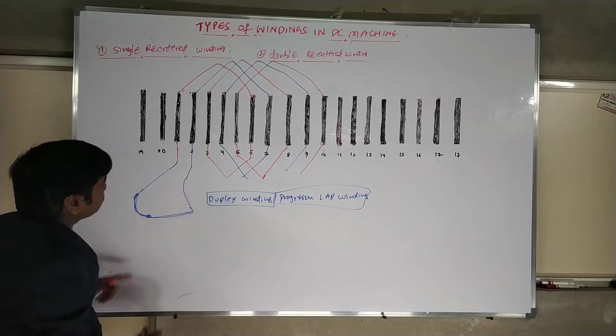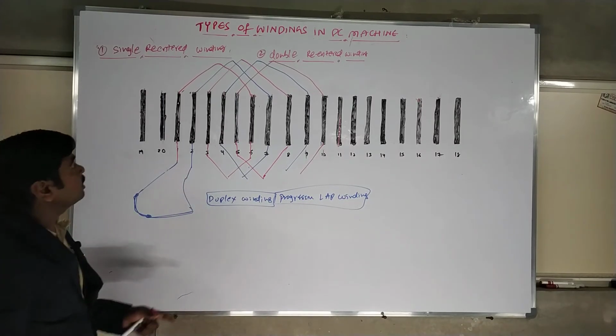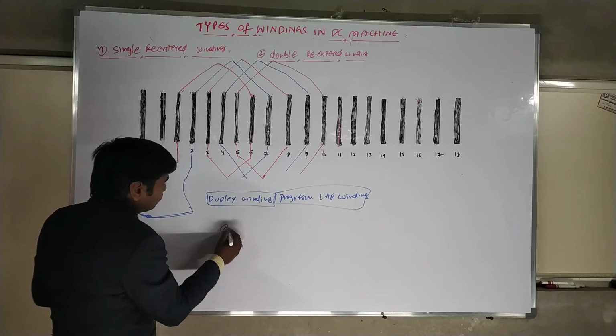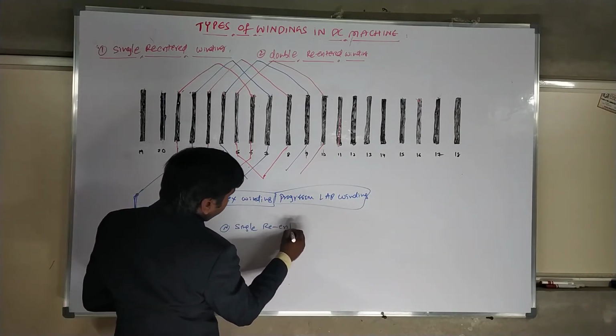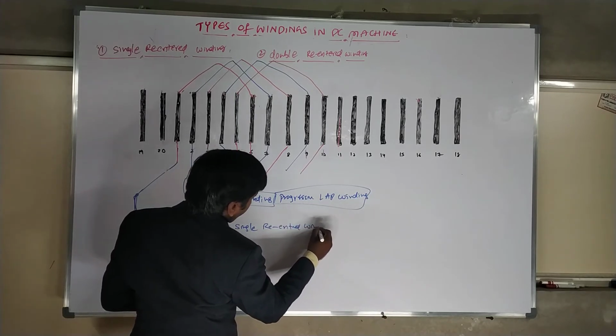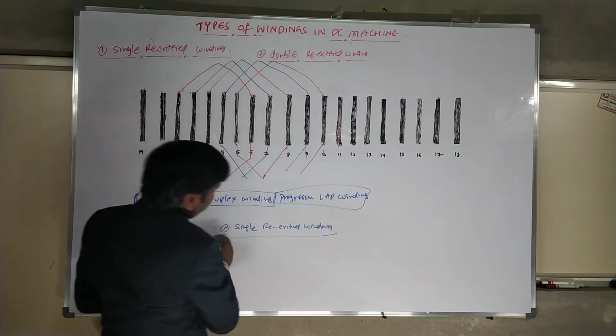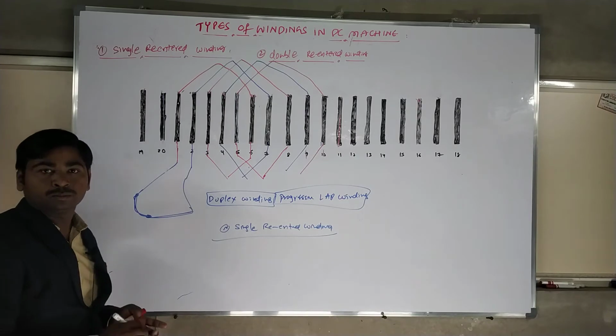For example, I am telling you, these types of winding are called singly re-entered winding. Singly re-entered winding. Singly re-entered winding. Am I clear?